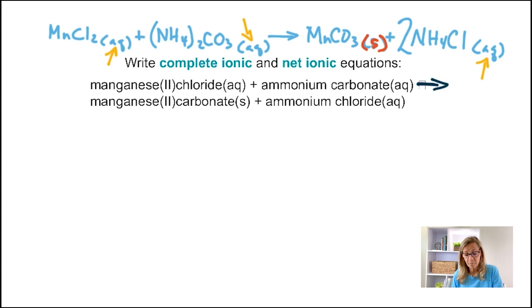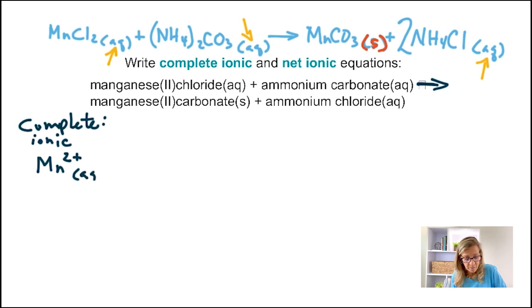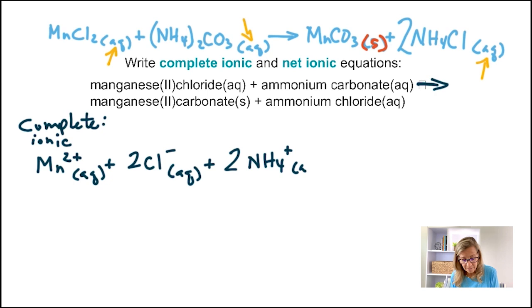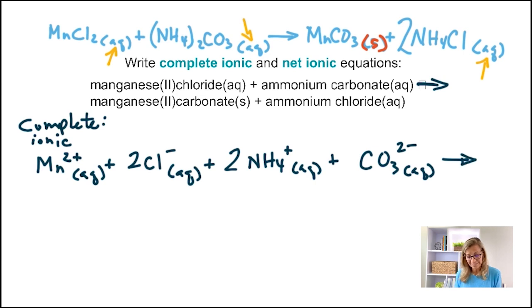So let's write the complete ionic. All right, so here comes my complete ionic. And you're going to need a lot of room because there's going to be a lot of participants here. So manganese 2 chloride, let's break it apart into ions. So there's manganese 2 aqueous, and then he brings 2 chlorides aqueous. Break apart the ammonium aqueous and the carbonate aqueous. Okay, those are all my reactants.